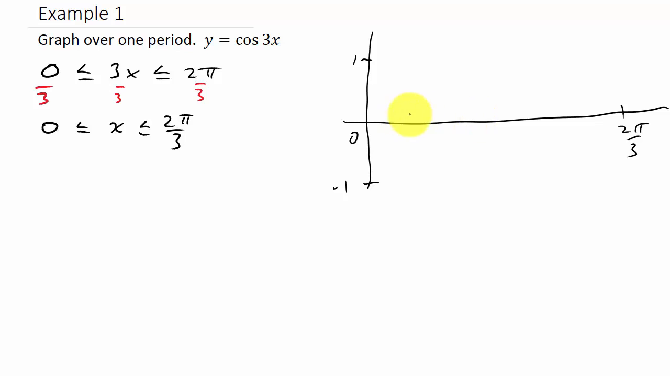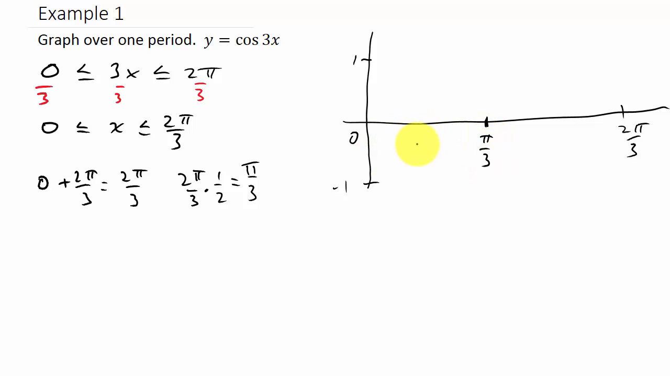Now let's break this up into 4 intervals. I need the midpoint here, so I'm going to add these two up. I've got 0 plus 2 pi over 3, which is 2 pi over 3, and then I have to half it. I can either divide by 2 or multiply by half, same thing. So I've got 2 pi over 3 times 1/2. The 2's cancel, and I'm left with pi over 3. So this would be pi over 3.